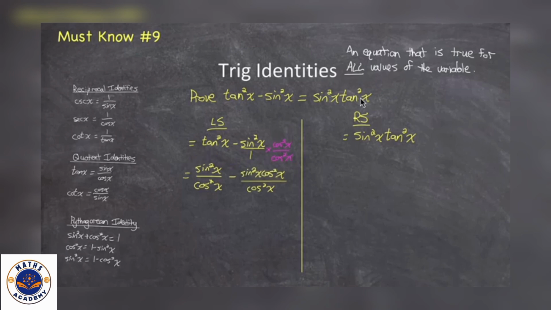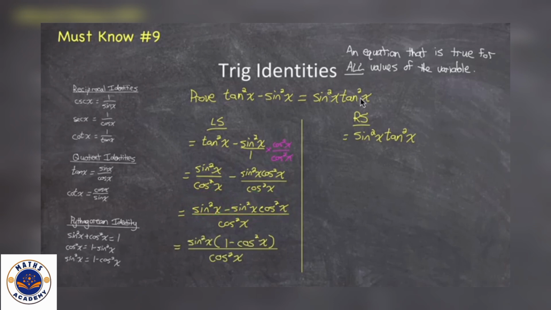So now I have a common denominator of cos squared x with both of those terms, so I can combine those into a single fraction. In the numerator, I have two terms, and both of those terms have a sine squared x, so I could common factor that out. And now I have a quotient of sine squared x and cos squared x. Based on the quotient identity, I know that that's equal to tan squared x, and that's being multiplied by a 1 minus cos squared x, which based on the Pythagorean identity, I know is equal to sine squared x.